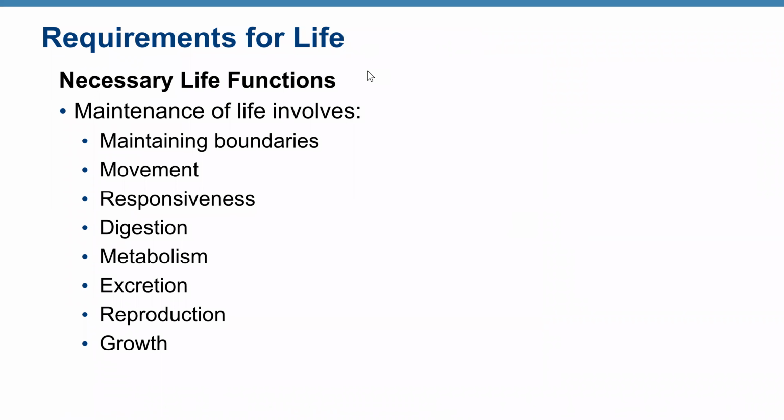Necessary life functions include maintaining boundaries, movement, responsiveness, digestion, metabolism, excretion, reproduction, and growth. And now we will look at these functions in more detail. These functions maintain life.